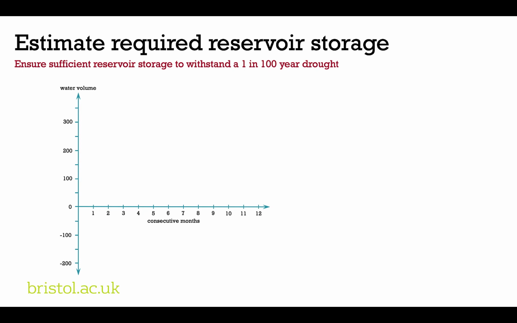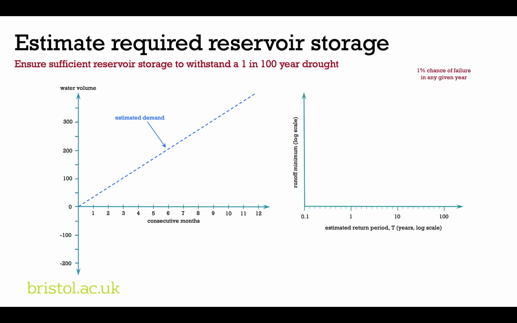So when you start off with this plot, what you need to do is to plot what the estimated demand will be over consecutive months. And that's why in the Spark task I asked you to estimate this per day and then also per month, and to articulate what assumptions you would have made when you were doing that. And then we need to compare this with what we think will be the amount of water available in the year when we have the 1 in 100 year drought event.